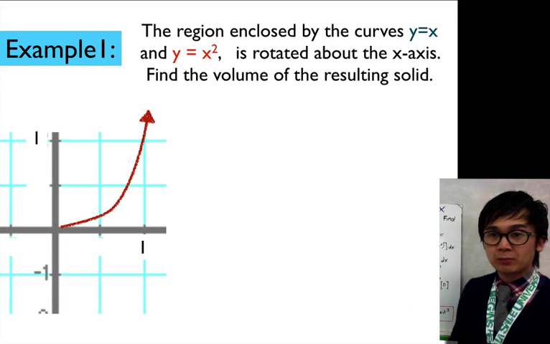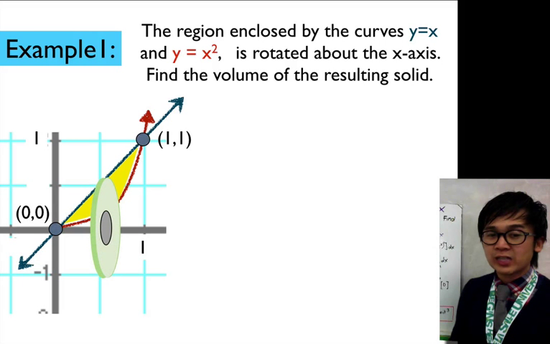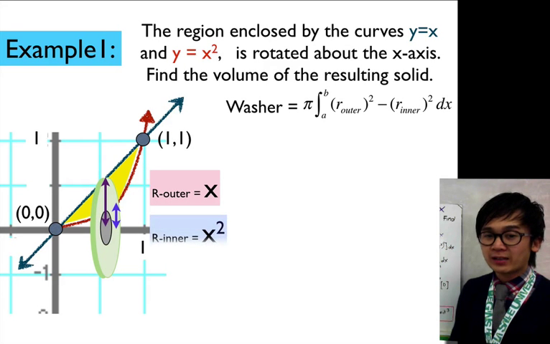So this is our parabola and this is our linear equation. Now imagine having this function and rotating it along the x-axis. It will generate a washer, and that is what we're going to use in finding the volume of our solid figure. Now we just need to find the outer radius, which gives us x, and the inner radius, which gives us x squared.